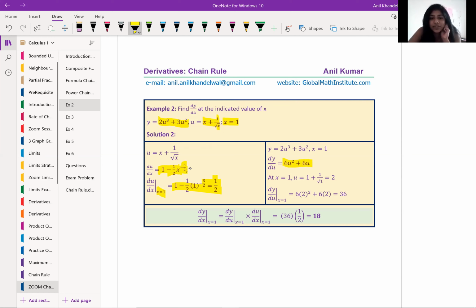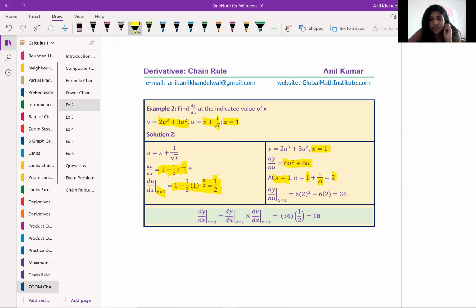So then we've been given the formula for u, which is x plus 1 over root x, and now we want to find what u is. We know x equals 1, so you sub the 1 in, and we get the value of u as 2. Then you sub the 2 into the derivative we just found. So 6 times 2 squared plus 6 times 2, and you get 36.